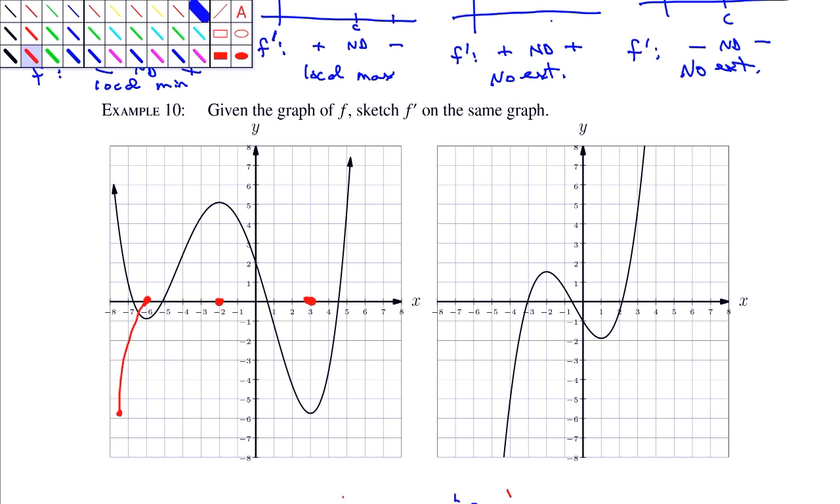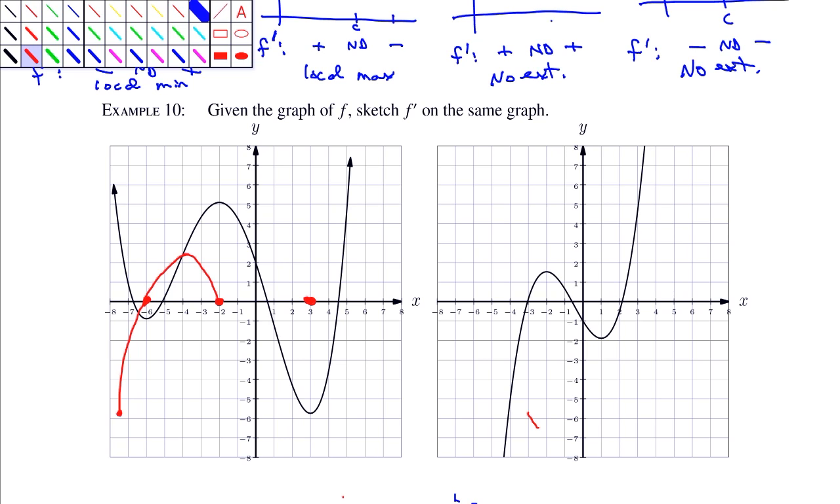Now, what happens here at -6? The derivative is 0. What happens to the function between -6 and -2? The function is increasing. Increasing results in a derivative that is positive. Right? Increasing function means derivative is positive. So it's going to go up. Now, it can't go up forever because what has to happen? It's got to come back down to where x is equal to -2.